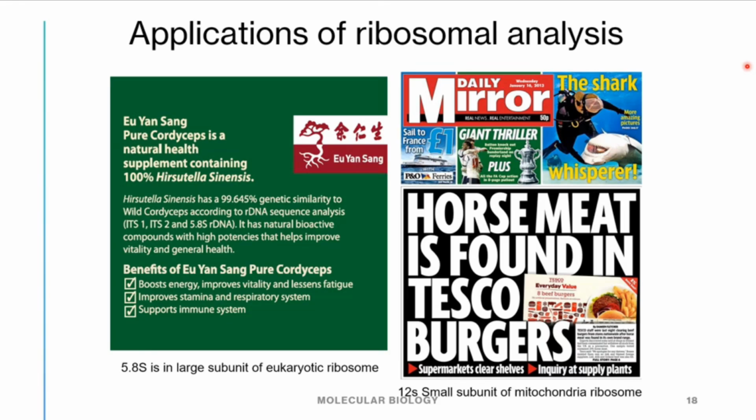And this technology is also used in halal testing to see whether there is any pork DNA present in the meat products, and therefore whether there may be contamination with pork. So ribosomal analysis is a very popular tool in species identification nowadays.